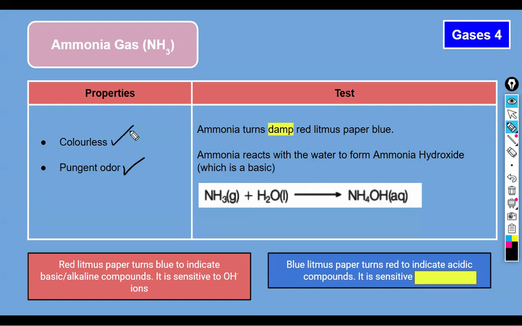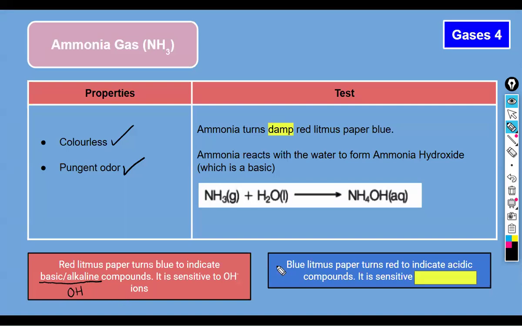But unfortunately, it's also what? Colorless. Okay. Now, if you read at the bottom of the screen here, right? I don't know if you all know this, right? Red litmus paper turns blue to indicate an alkaline compound, right? Because the red litmus paper is sensitive to OH ions. When we did acids and bases last term, I told you all basic and alkaline compounds usually have an OH in them, a hydroxide in them. And red litmus paper turns blue when it comes in contact with anything alkaline, right?